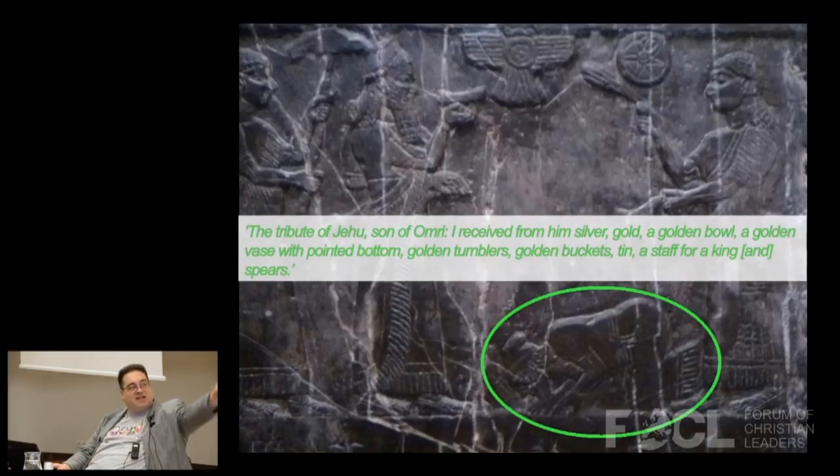There's a close-up. There he is, bowing down to Pharaoh, giving tribute to him. And it talks about the tribute of Jehu, son of Omri, and the things that Jehu gave him as a vassal king, paying taxes to him. There's Jehu and Shalmaneser, and so on. So, I'm going to go through to the end here.